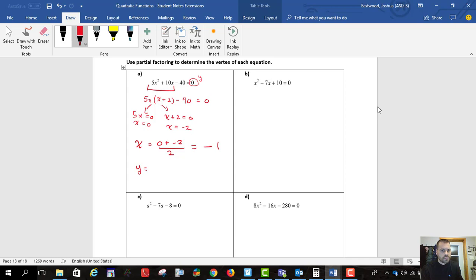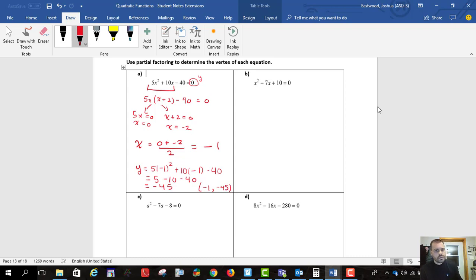These are equations that are equal to 0, so we're trying to solve for the x-intercepts. But if we assume that that's y, then y is equal to 5 times minus 1 squared plus 10 times minus 1 minus 40. That gives me 5 minus 10 minus 40, and that gives me minus 45. So my vertex is (minus 1, minus 45).